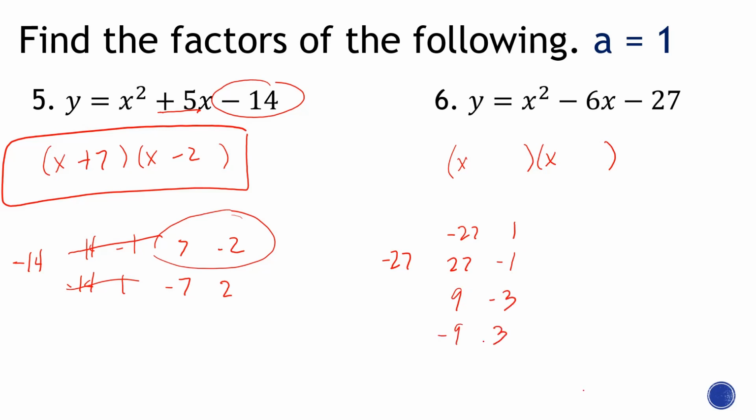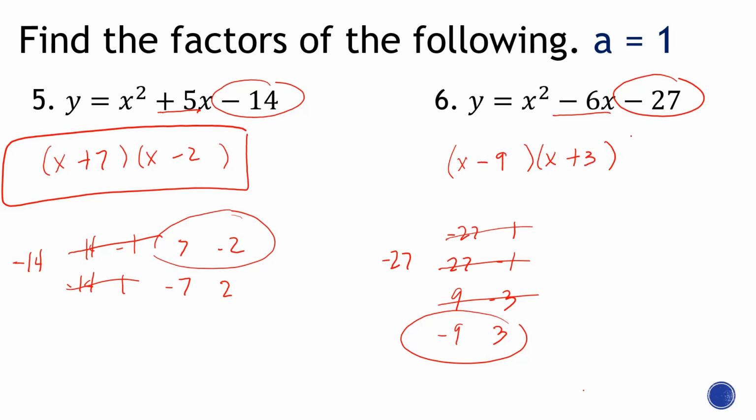Each and every one of those 4 pairs will give you a product of negative 27, which is the constant. Now, the next thing to consider is that if you add those two, the answer should be negative 6. Negative 27 and 1, nope. 27 and negative 1, nope. 9 plus negative 3 is positive 6. We want negative 6, so no. Negative 9 plus 3 is negative 6, that's what we want. So, negative 9, positive 3.